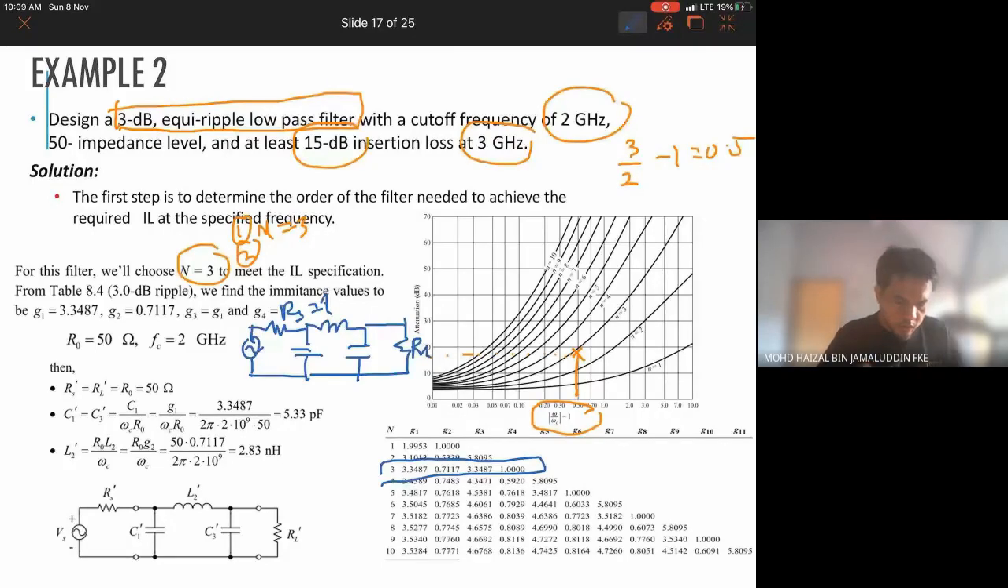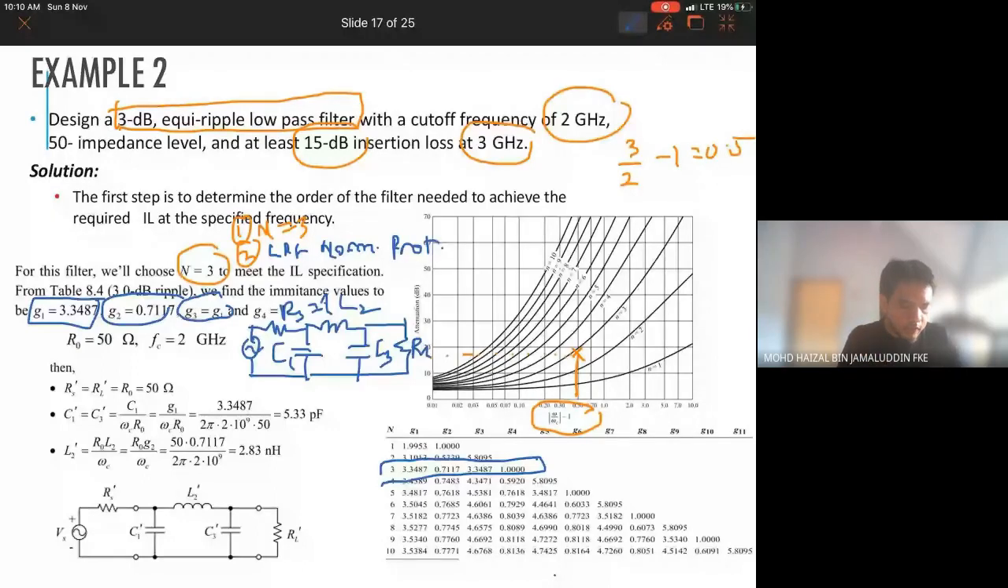Okay, so here we label it C1, C3, and L2. And we take the value of G1 equivalent to C1, L2 equivalent to G2, and G3 equivalent to C3. Okay, G3 value equivalent to G1, so C1 equivalent to C3. And RL here is 1. Okay, so that's the second step, which is to design the low pass filter normalized prototype.